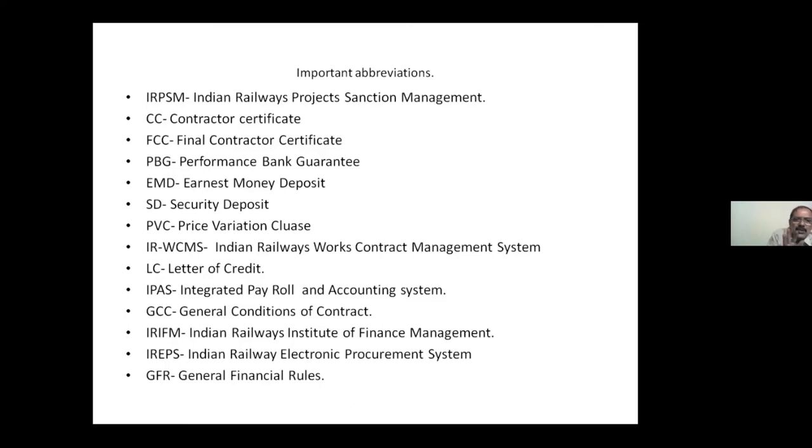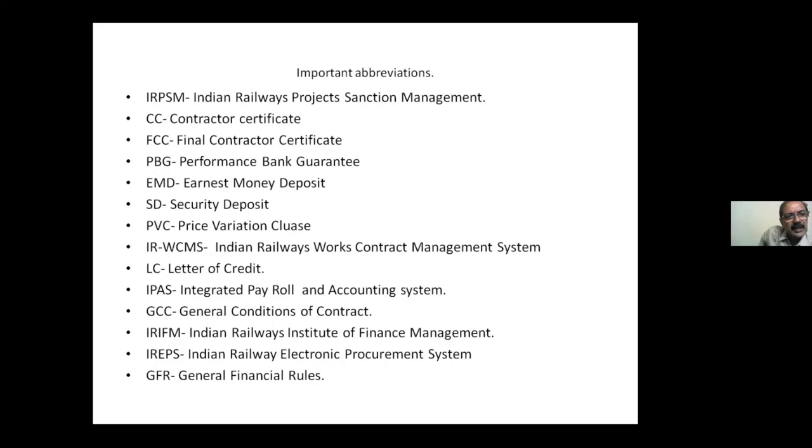So this module will generate an ID, a unique identification number, the moment you enter the work. Every work will have a unique ID. Suppose I am entering one work for collection of ballast at DB Nagar depot. In the IRPSM module, I enter this data with all the particulars, value, sanction estimate, description of the work, rates, everything. After submitting it, it will display the identification number.